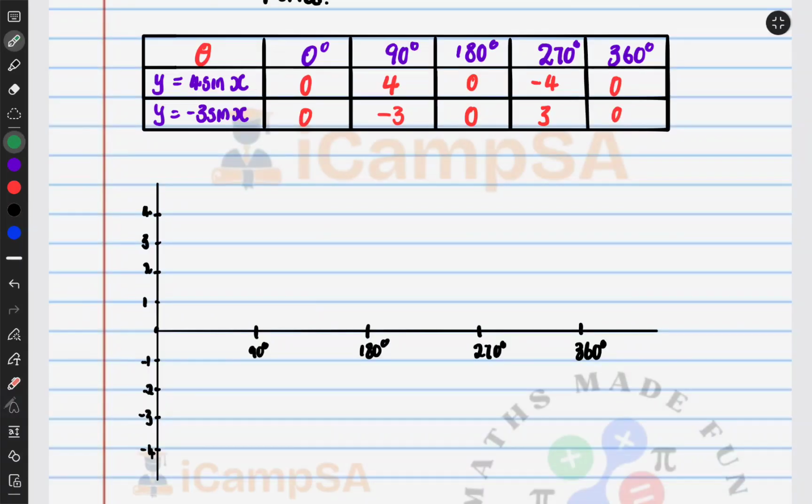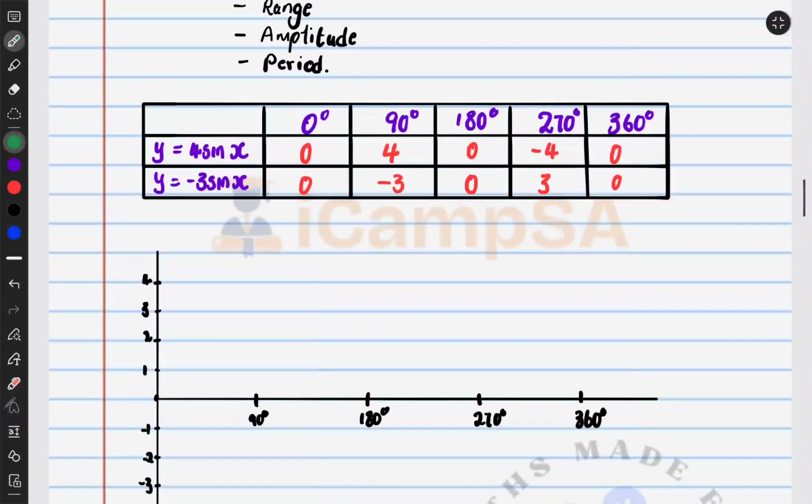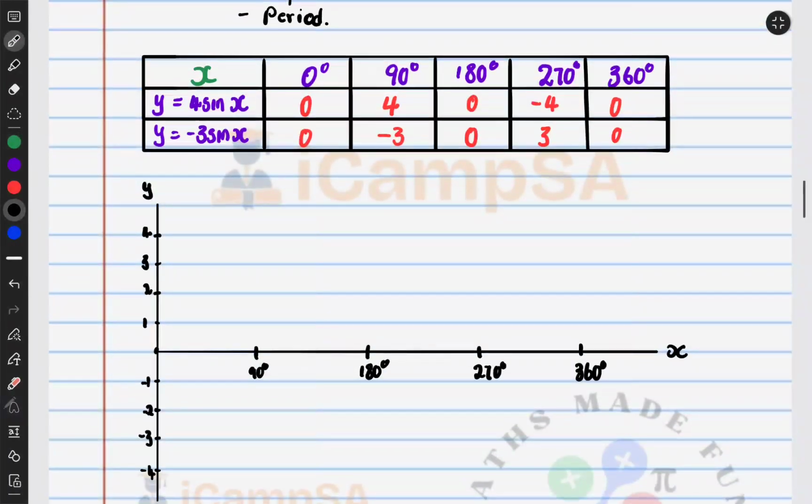Y is equal to 4 sine x. We'll use the black pen. So where theta is 0, so we're essentially dealing with theta. Forgot to check. We're essentially dealing with x here. Okay, this is our y, our x. So the angles can be represented by any variable, so it's not only gonna be theta. Just like here we are using x.